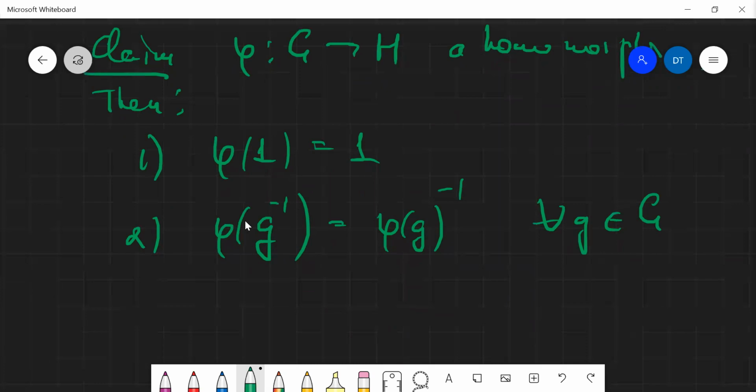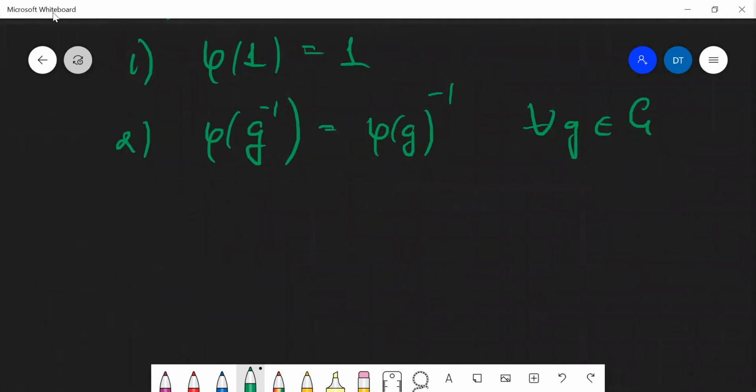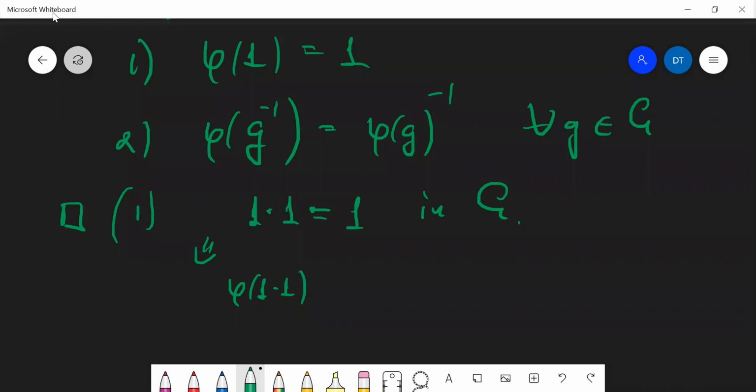Okay, so now let's prove this. Claim number 1. We know that 1 times 1 equals 1 in the group G. This is an equality in the group G, just because of the definition of the identity. Now we might apply phi to the left and the right-hand side of this equality. Since these expressions define exactly the same element, their images must be exactly the same. So since 1 times 1 equals 1, the image of 1 times 1 is exactly the same as the image of 1.